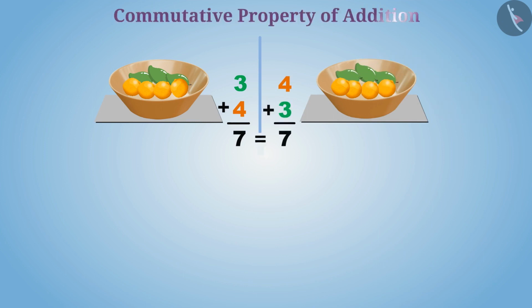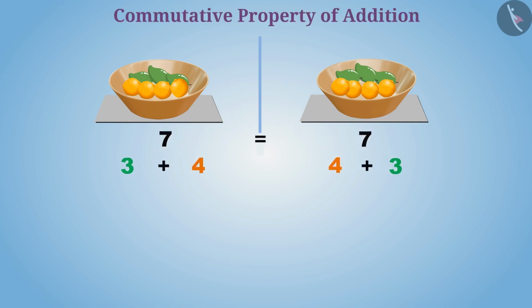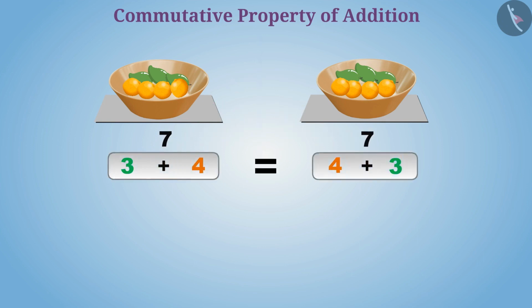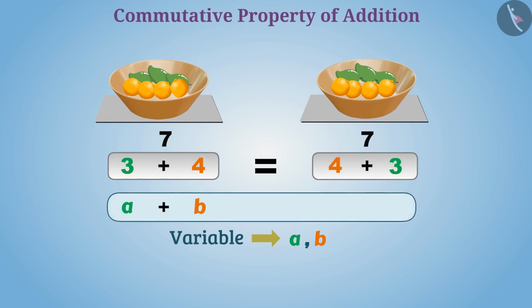Commutative property of addition tells us that we can add numbers in any order. 3 plus 4 is equal to 4 plus 3. Using variables a and b, we can express commutative property of addition of any two numbers as a plus b is equal to b plus a.